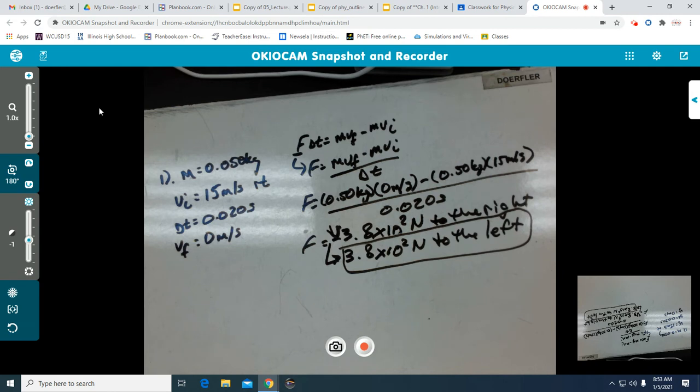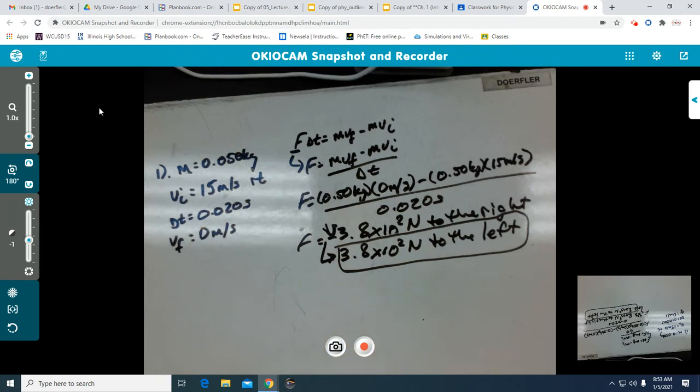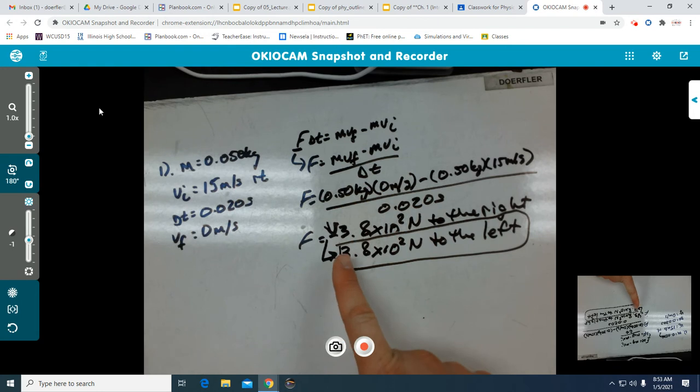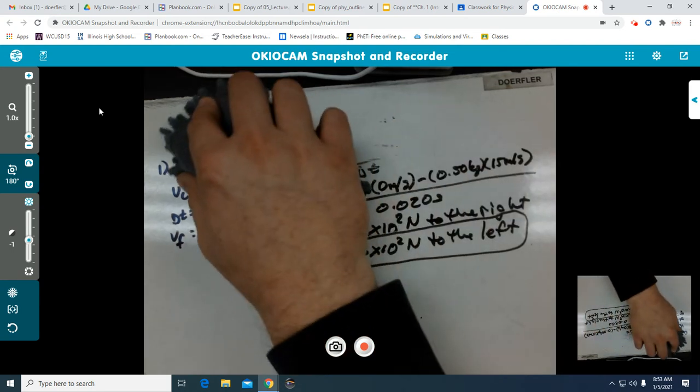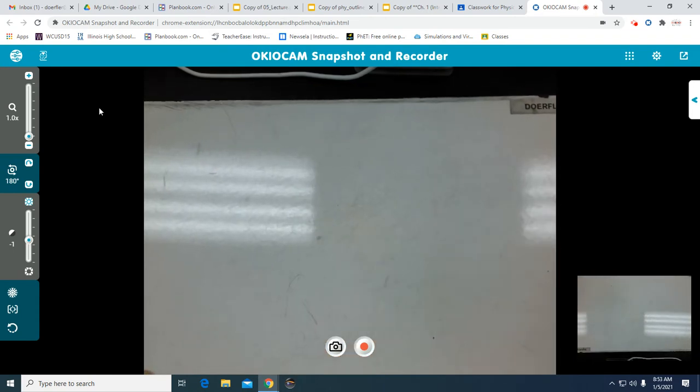The ball was traveling to the right. The ball was brought to a stop. That means that the object that was stopping the ball, which was the receiver, had to act and provide a force that was opposite to the direction that the ball was traveling. Therefore, 3.8 times 10 to the second newtons to the left would be our correct and final answer. Please remember that if you have a negative sign in your answer, you want to remove that and adjust your direction accordingly. Okay? Let's move on to our next question.